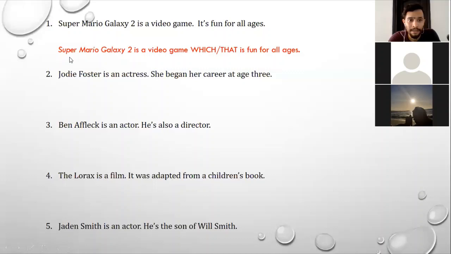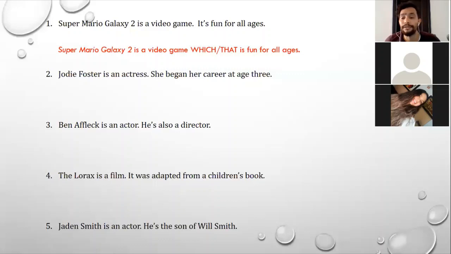Right? It was excellent. Super Mario Galaxy 2 is a video game which or that is fun for all ages. Now, where is the relative clause? Which or that is fun for all the ages. Great. And is that object or subject? Subject. Okay. And is it defining or non-defining? Defining. Yes, very good.